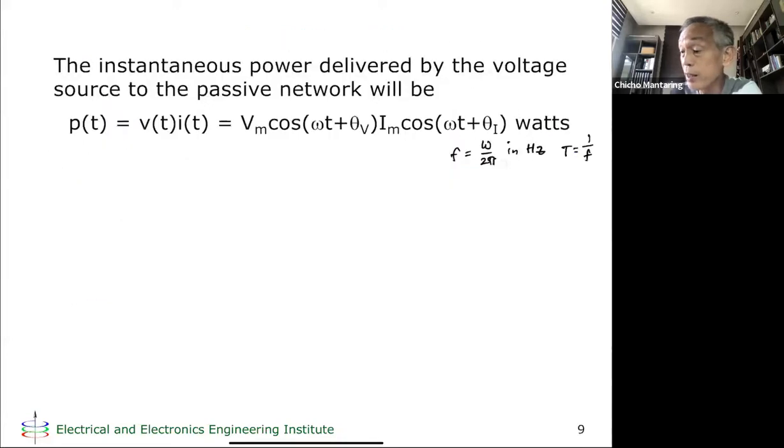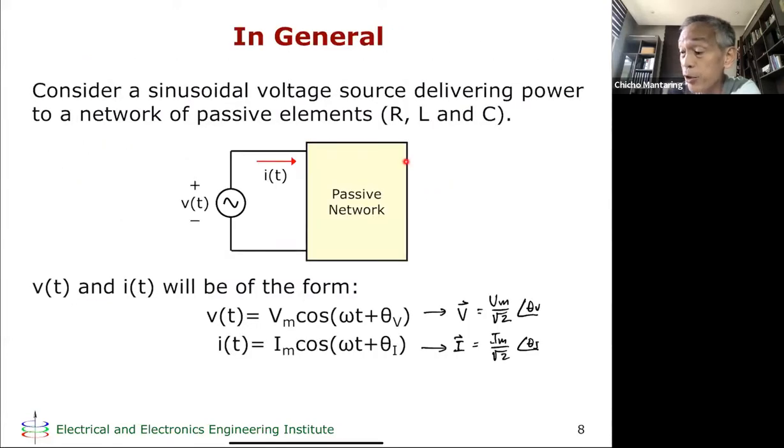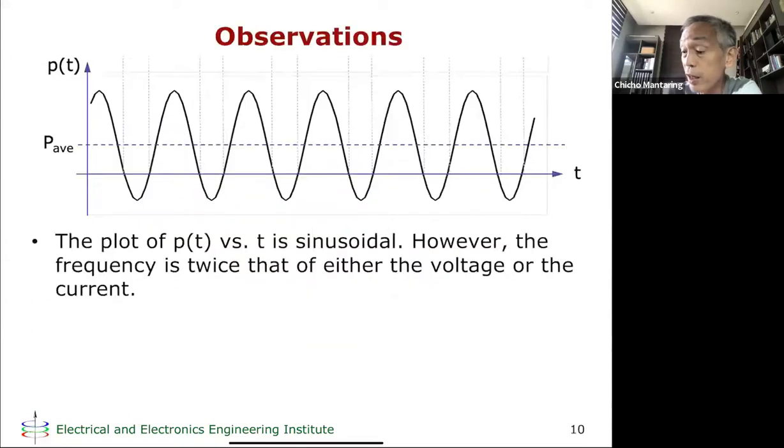Kasi ito yung scenario natin, di ba? May source, meron tayong source. So there are times when the source is delivering power, and there are times when the source is actually receiving power. So kailan siya nagde-deliver? Dito nagde-deliver siya pag positive yung P. Dito tumatanggap siya pag negative yung P. Dito nagde-deliver yung source pag positive yung P.